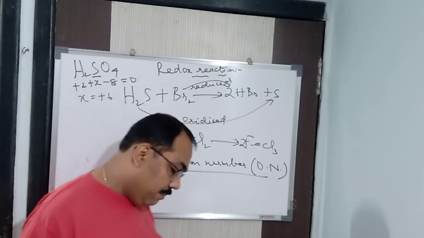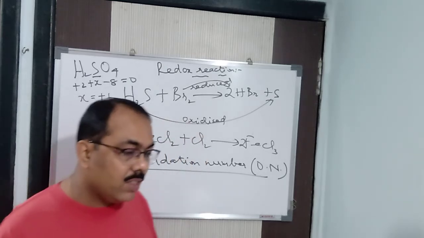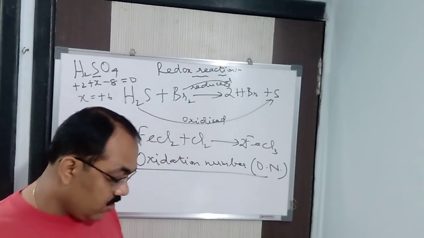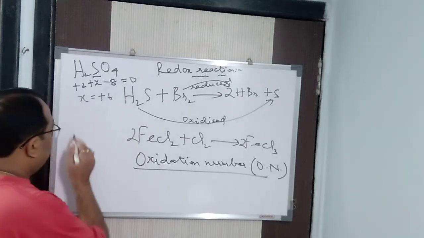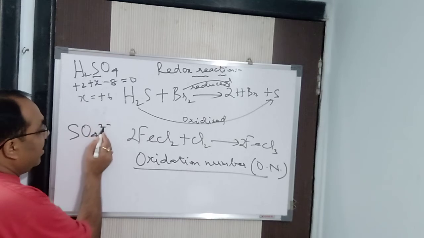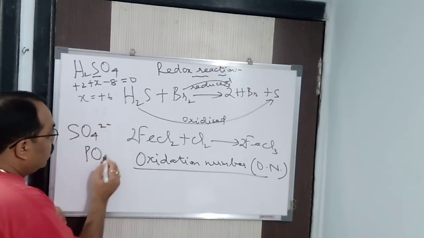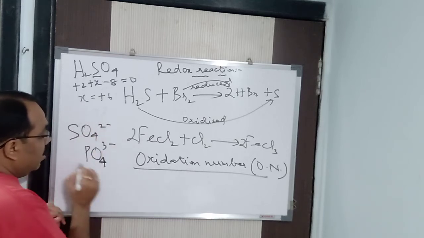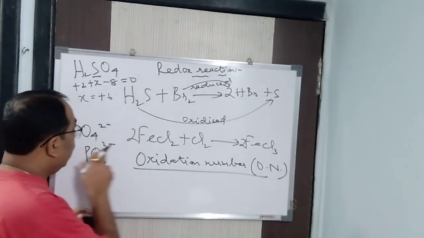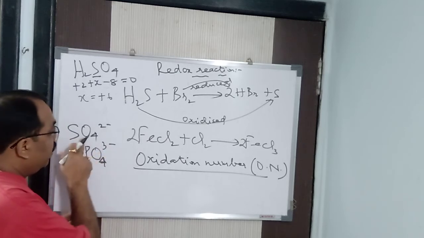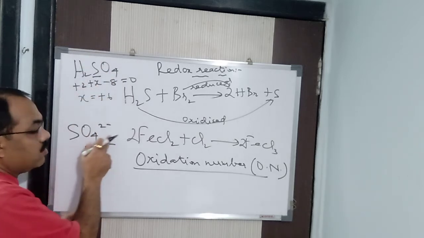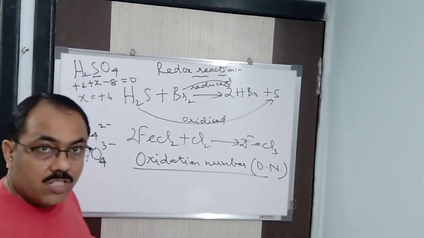In complex ions, the sum of the oxidation states of all the atoms in the ion is equal to the charge on the ion. For example, here SO4 2-. So what is the total oxidation state of sulfate? It is 2-. PO4 3-. So the total oxidation state of P and 4 oxygens is 3-. Here we will do equal to -3, here equal to -2, here equal to 0 because it is neutral, here -2, and here -3, when we find the oxidation number.